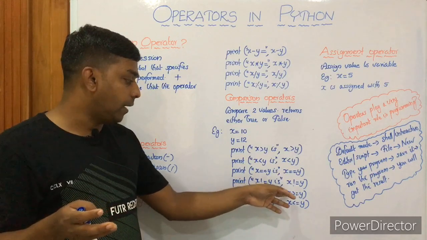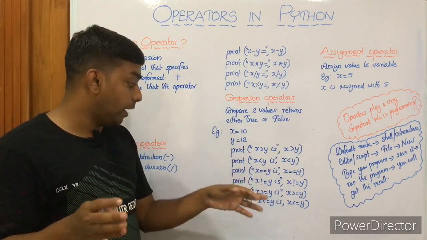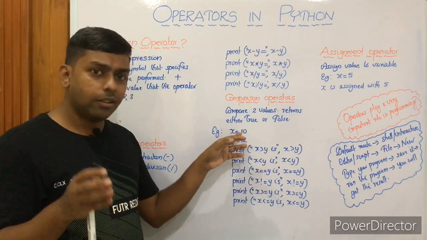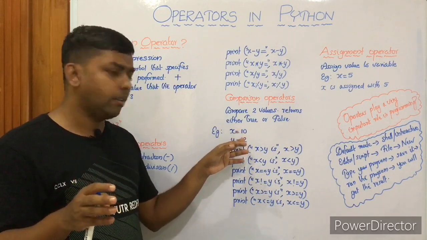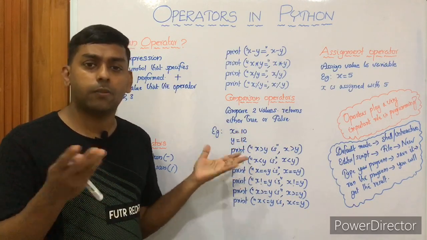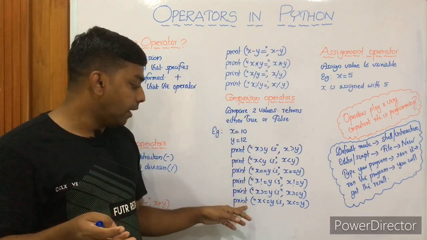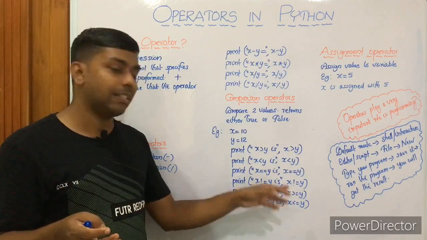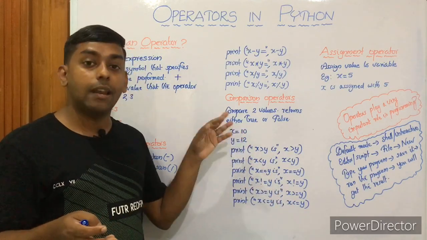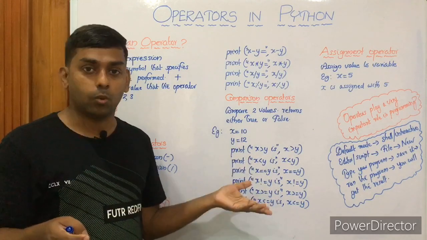Then x greater than or equal to y. Is it x greater than or equal to y? No, 10 is not greater than or equal to 12, right? So it's also false. Then finally print x less than or equal to y. Of course x is less than y, so it's true, right?